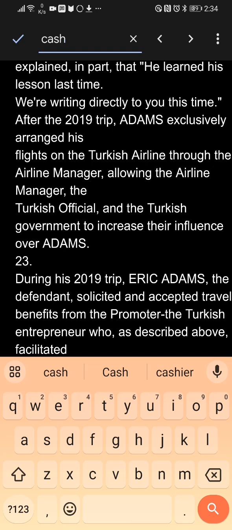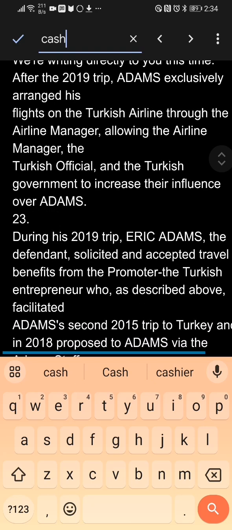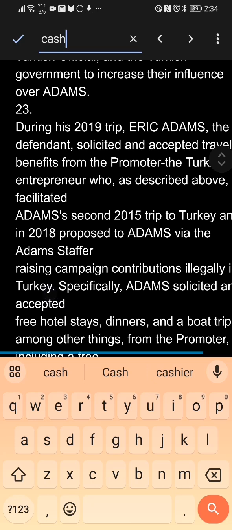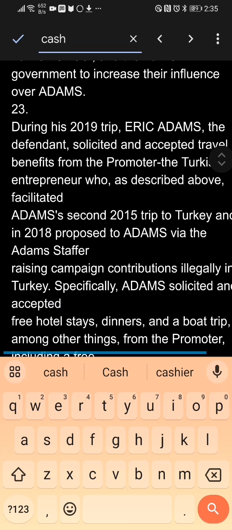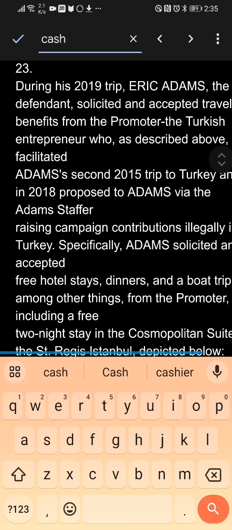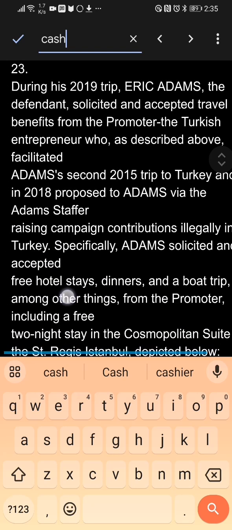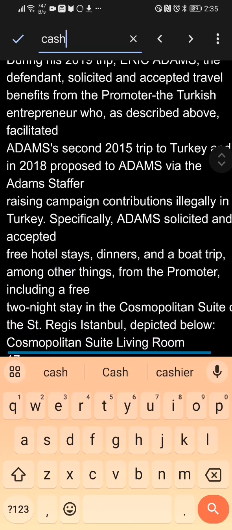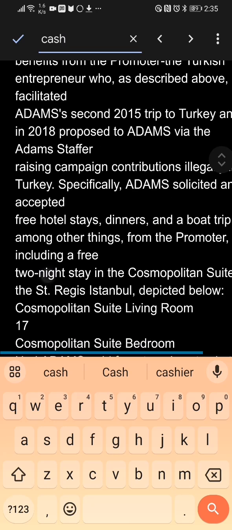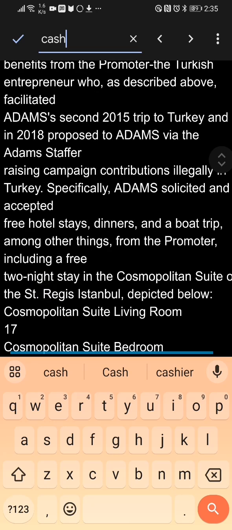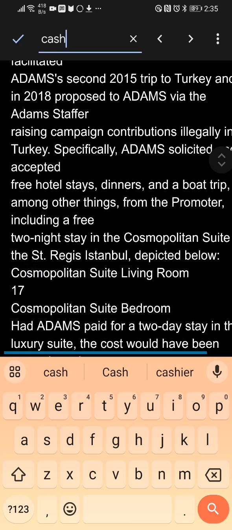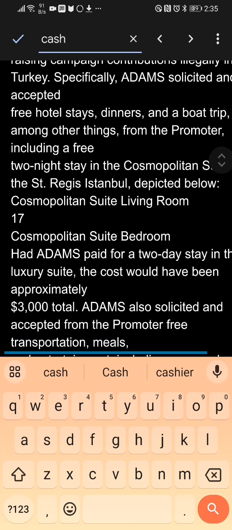During this 2019 trip, Eric Adams, the defendant, solicited and accepted travel benefits from the promoter. The Turkish entrepreneur, who was described above, facilitated Adams' second trip in 2015 to Turkey, and in 2018 proposed to Adams via the Adams staffer raising campaign contributions illegally in Turkey. Specifically, Adams solicited and accepted free hotel stays, dinners, and a boat trip, among other things, from the promoter, including a free 2-night stay in the Cosmopolitan Suite at the St. Regis, Istanbul, depicted below. Oh my goodness, there's pictures.